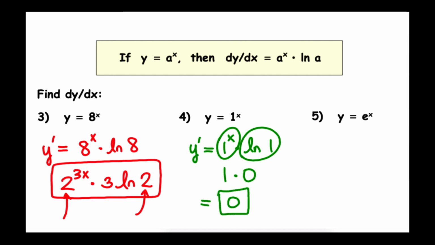And quite honestly, that shouldn't come as any surprise because wasn't the original problem just simply y equals 1? I mean, sure, I threw an x on there, but that's just y equals 1. And the derivative of 1, of course, is 0. So that agrees with what we already know, which is fantastic.